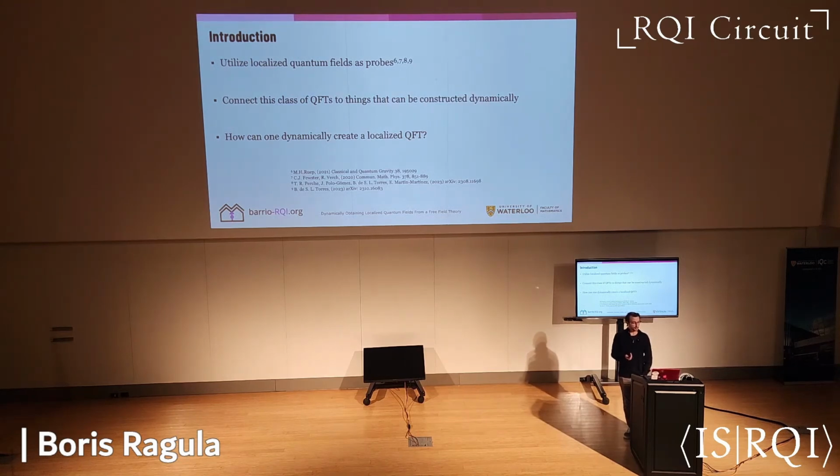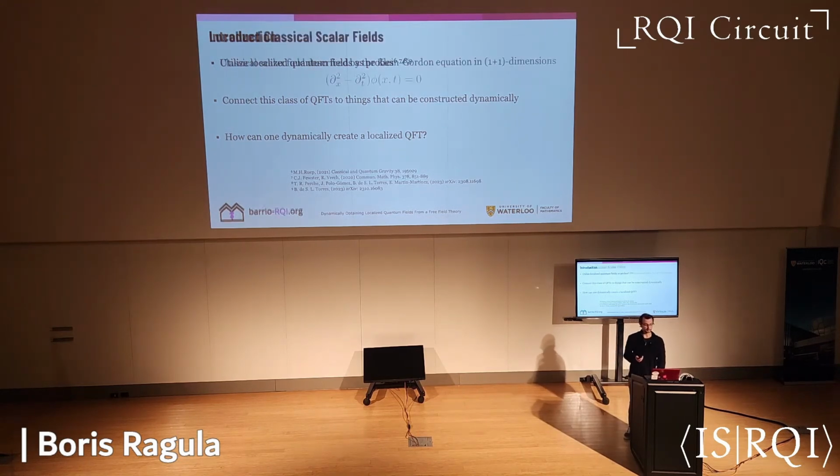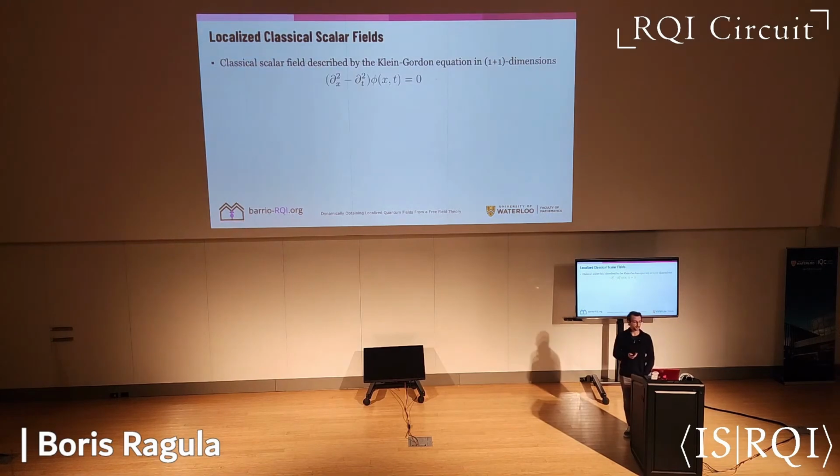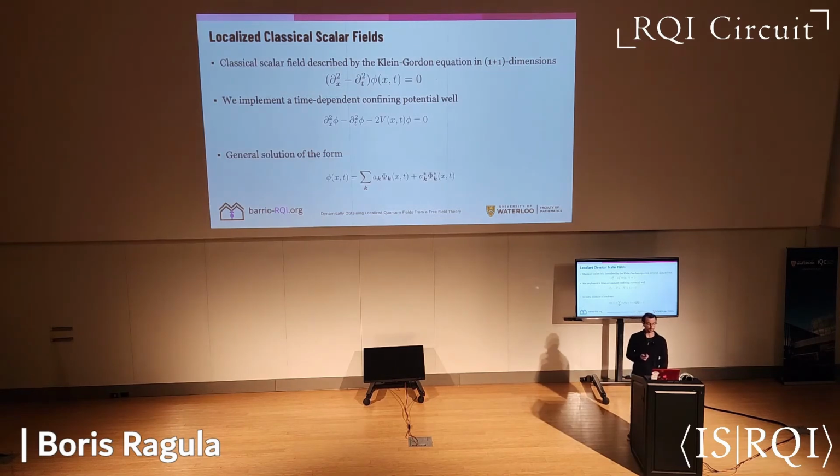So the model that we'll be using will be just a scalar field. We'll start by analyzing the classical case. So we'll have a classical scalar field, which we know is described by the Klein-Gordon equation. We'll be working in 1+1 dimensions to simplify some of our calculations, and we'll assume that this field is massless. And we'll implement a time-dependent confining potential well given by this V(x,t) term. The general solution will just be written as a sum, as a wave equation essentially, where these phi_k represent mode solutions to the above equation. And we just leave it very general.